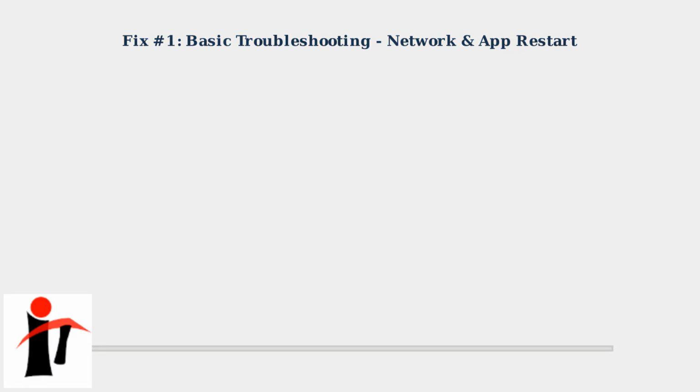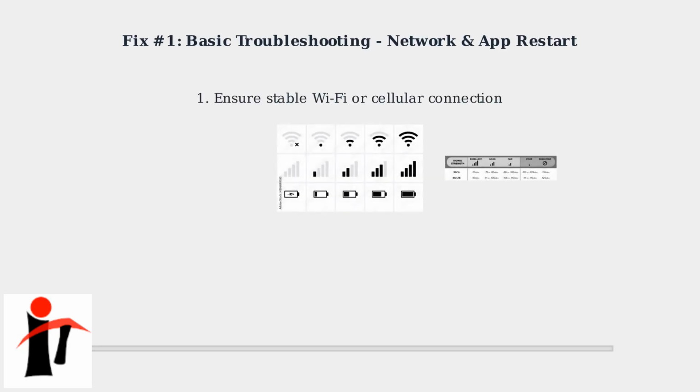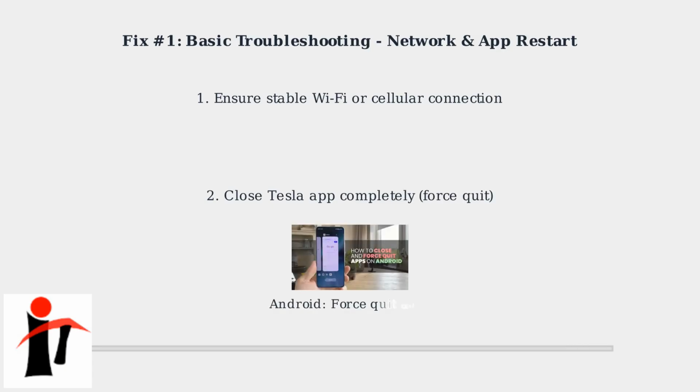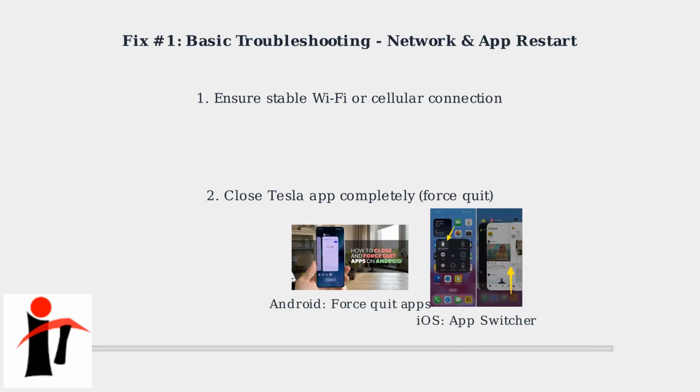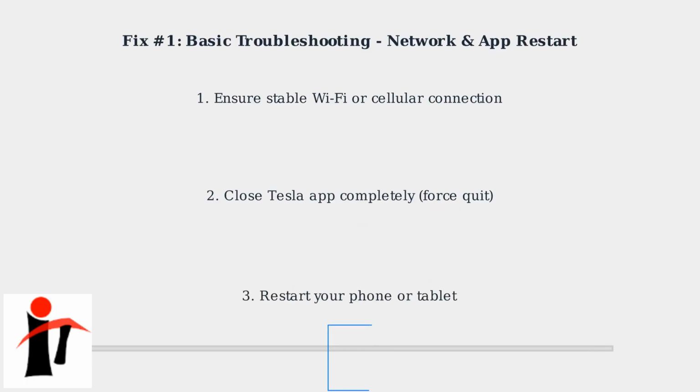First, ensure you have a stable Wi-Fi or cellular connection. Weak signals often interrupt the sync process. Next, close the Tesla app completely using Force Quit on iOS or Android. Then, restart your phone or tablet. This clears temporary glitches and refreshes the app's connection. Finally, reopen the Tesla app and try renaming your vehicle again.